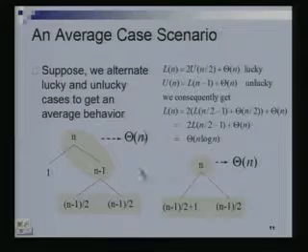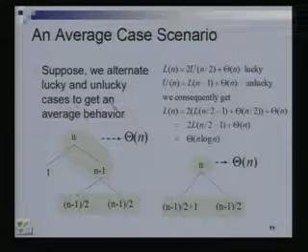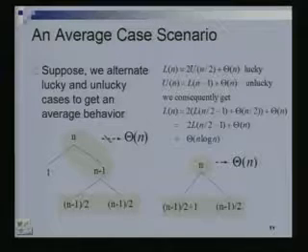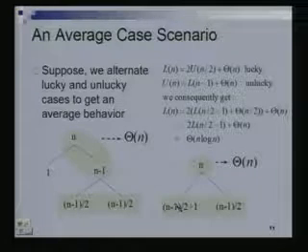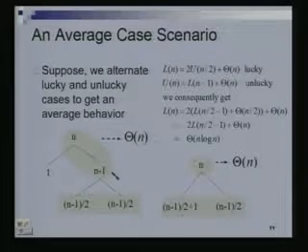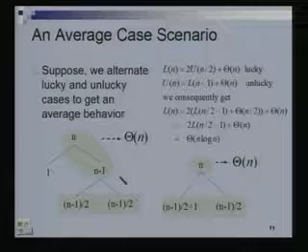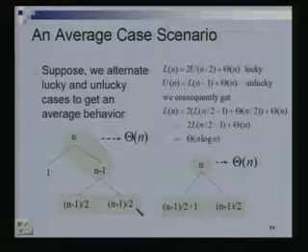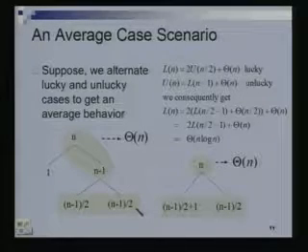Okay, so we will do a formal analysis starting from the next slide, but just to give you a little more motivation on this. Suppose we were to alternate the lucky and unlucky cases, even then you can prove a log n depth, right. So, what was our unlucky case? 1 and n minus 1, and what was the lucky case? n minus 1 divided into 2, n minus 1 by 2 and n minus 1 by 2, right.